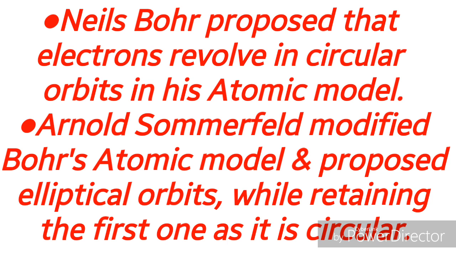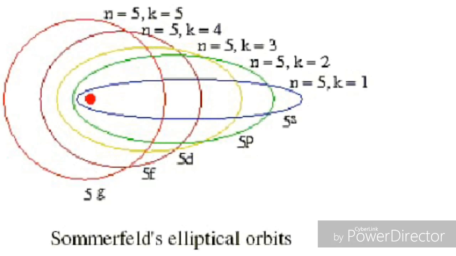Students, even planets, when they revolve around sun, move in elliptical orbits around the sun. So here Sommerfeld modified Bohr's atom by proposing elliptical orbits. You can see in this diagram here, the first orbit is spherical, circular. The remaining orbits are elliptical.